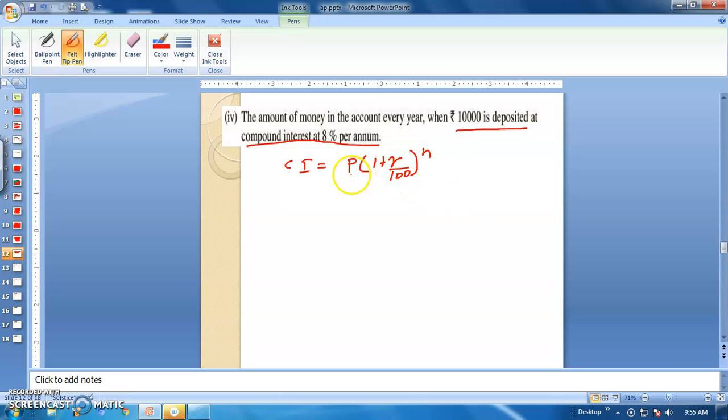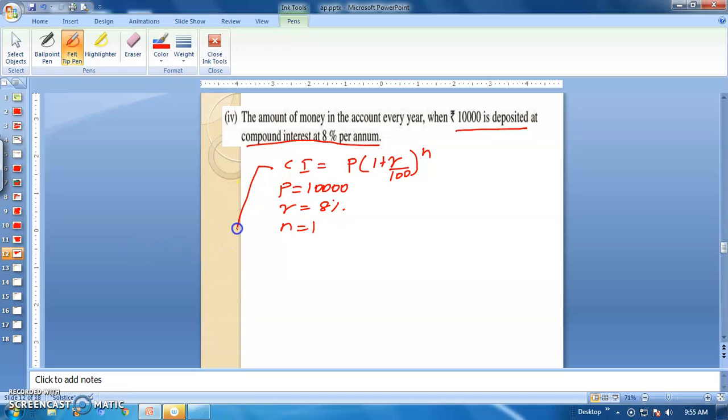Here P is the principal amount, R is the rate of interest, and n is the number of years. So what is the principal amount here? P equal to 10,000 is given, and the rate of interest R equal to 8% per annum. So what about the first year? To get the first term we put n equal to 1, and to get the second term n equal to 2. Likewise, because we need our series. So first I put n equal to 1 in the formula.